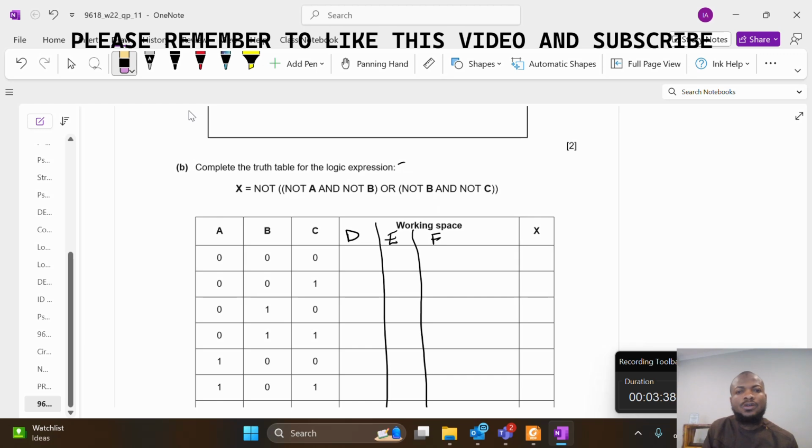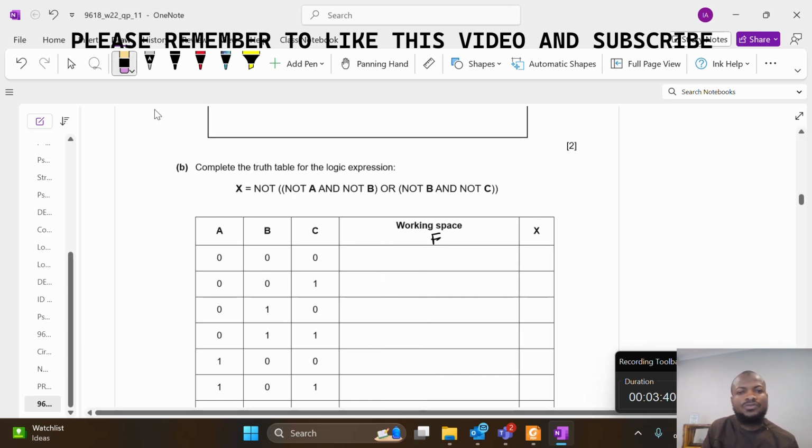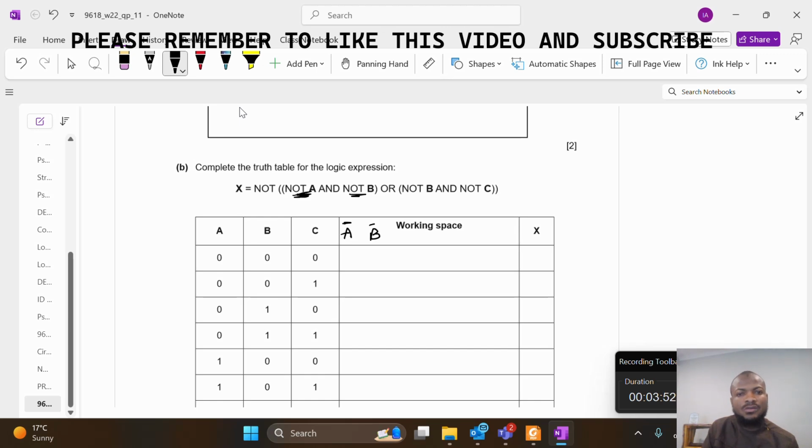Or to prevent confusion, you can also do it this way instead of D, E, F. You can find NOT A to make your work easier. So NOT A, then NOT B, and NOT C. Do you understand? So you can find that first so that NOT A and NOT B becomes D. You can just call it D. NOT B and NOT C, you can call it E.